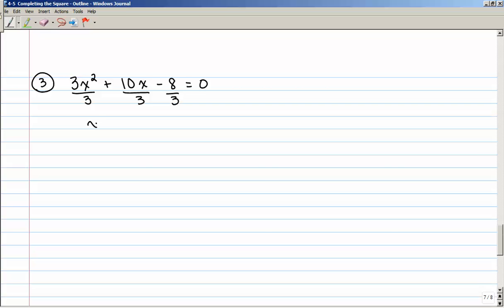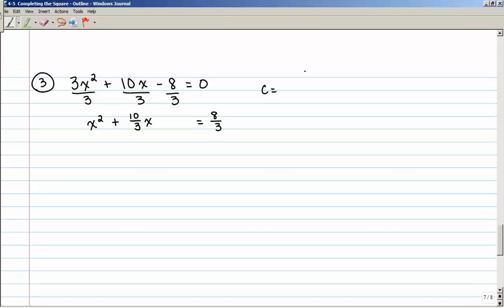So this is going to leave me with x squared plus 10 thirds x. Do not turn that into a decimal. And I'm going to combine a step here and move that negative 8 thirds to the other side. Okay, so here it's going to get a little complicated because I need to do half of b and square it.